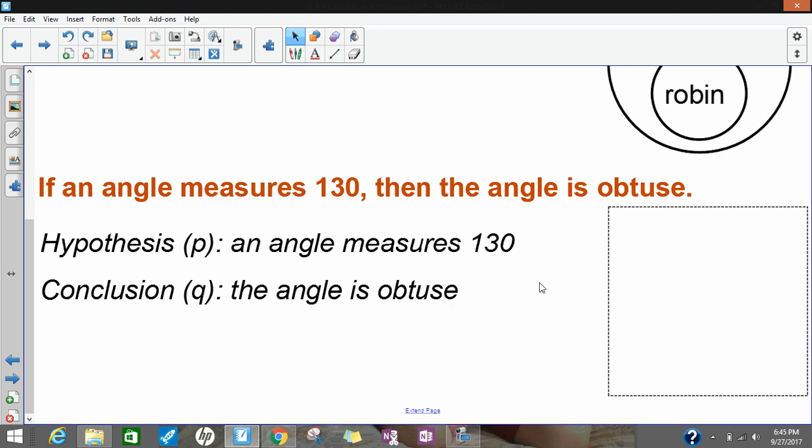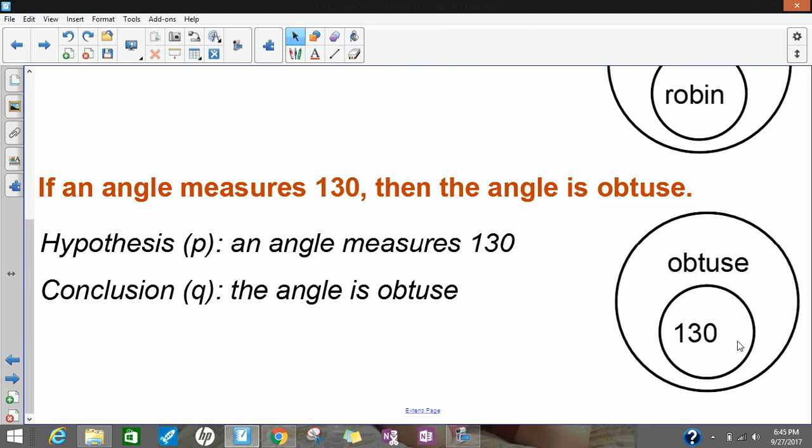Again, if I want to draw that as a Venn diagram, P goes in the smaller circle. So 130-degree angle, I just wrote 130 because it fit better, goes into the circle of all the obtuse angles. So not all obtuse angles are 130, but if it's 130, it's definitely obtuse.